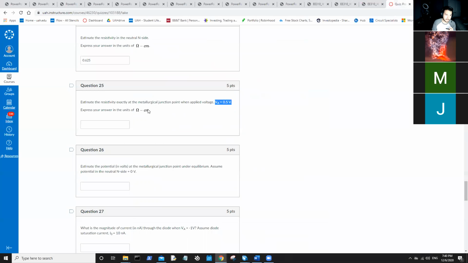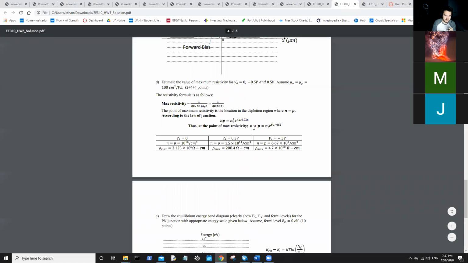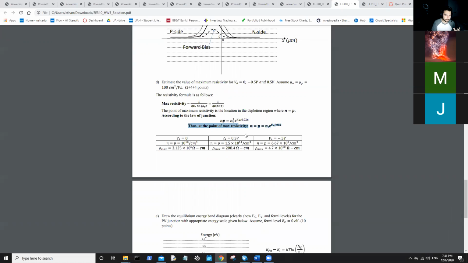So it's asking, yet again, at that junction point, therefore it has to be the intrinsic condition. So this is the equation for this question, essentially, to recalculate your doping densities at that point, because we have an applied voltage. So we can't consider it as intrinsic anymore. We have to consider it as doped to some extent. So instead of intrinsic, you would do 10 to the 10th times e to the 0.5, because that's our applied voltage in this question, divided by 0.52.